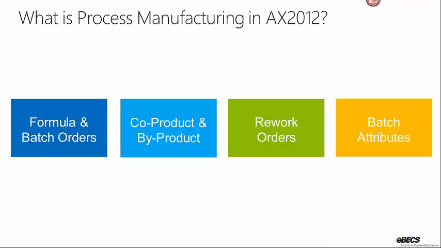We have rework orders. This is something that you cannot do with discrete manufacturing. You get BOM circularity issues, because you cannot consume the same product when you produce something. With process, you're allowed to actually use rework orders, so you can consume yourself to rework whatever product you have. And then batch attributes, which we'll talk about.